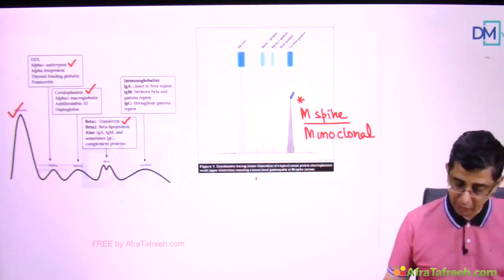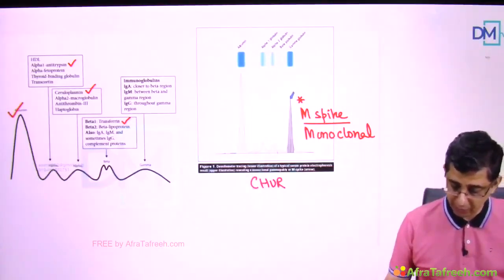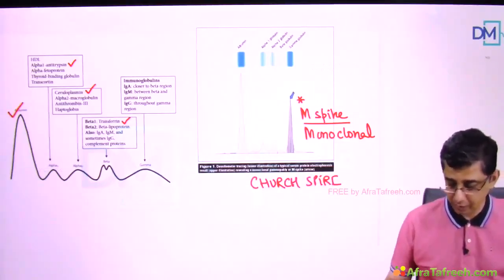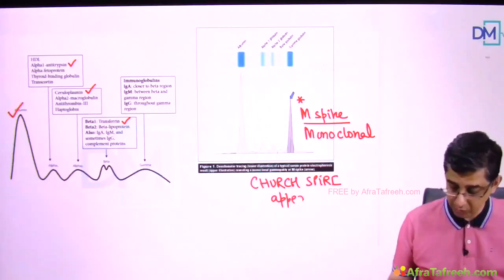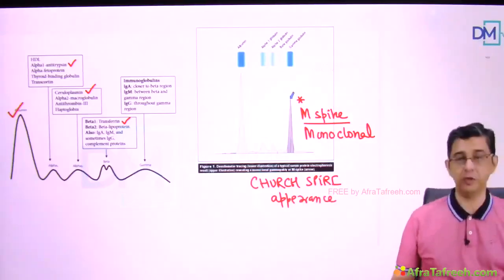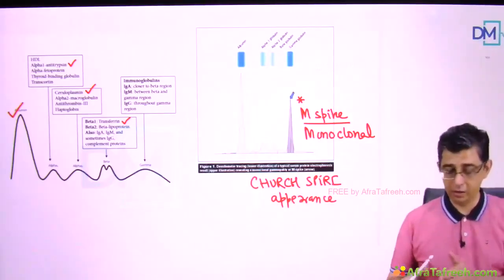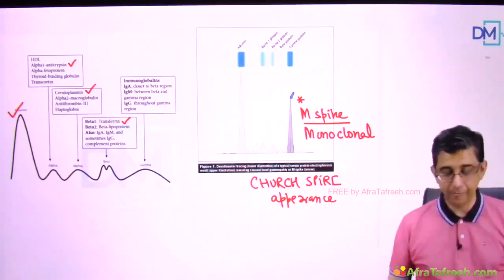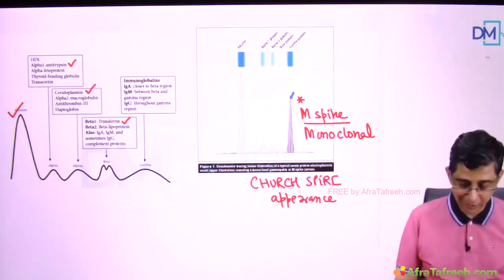This appearance is also called church spire. Like on the top of a church, there would be this spike present. So church spire appearance is also used to describe the M spike and is one of the integral diagnostic components of multiple myeloma. Then, this is electrophoresis.